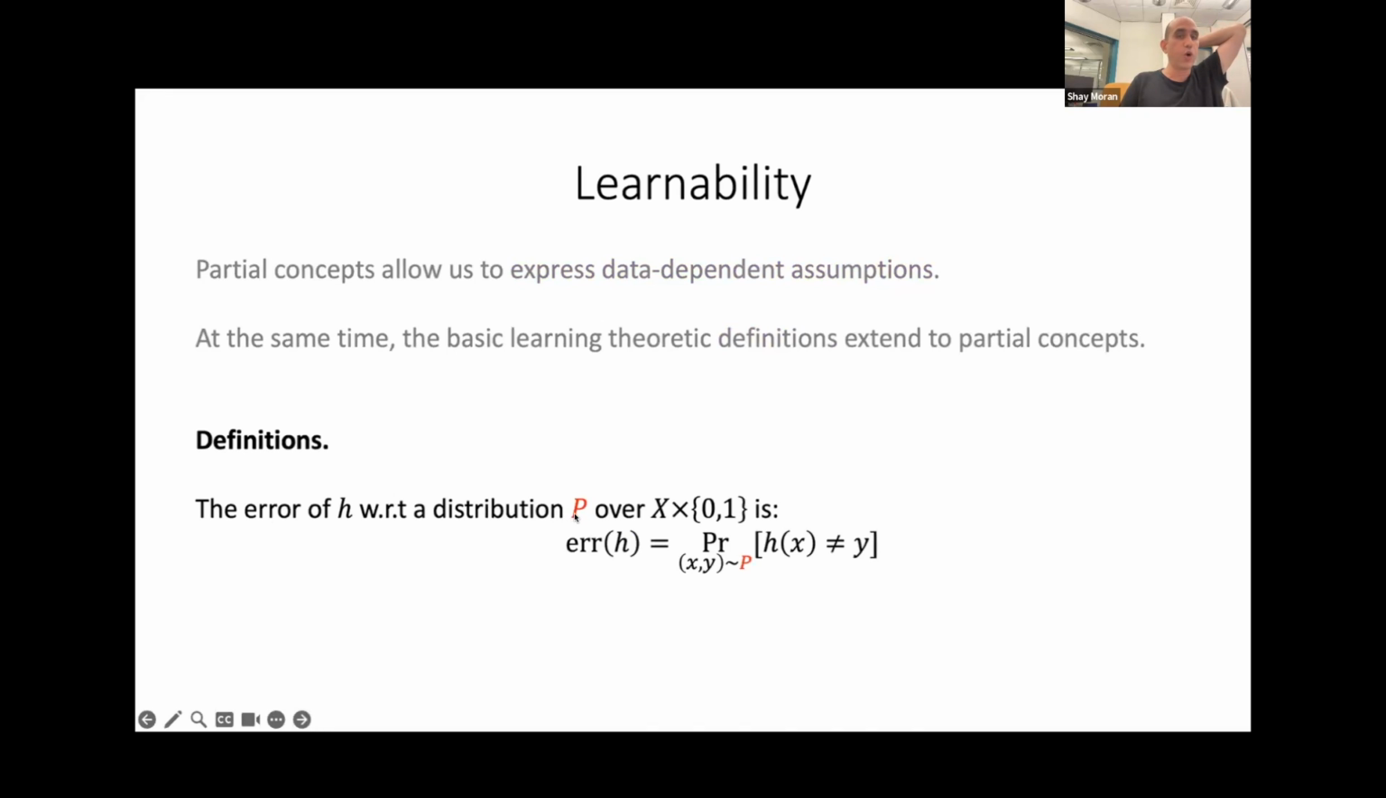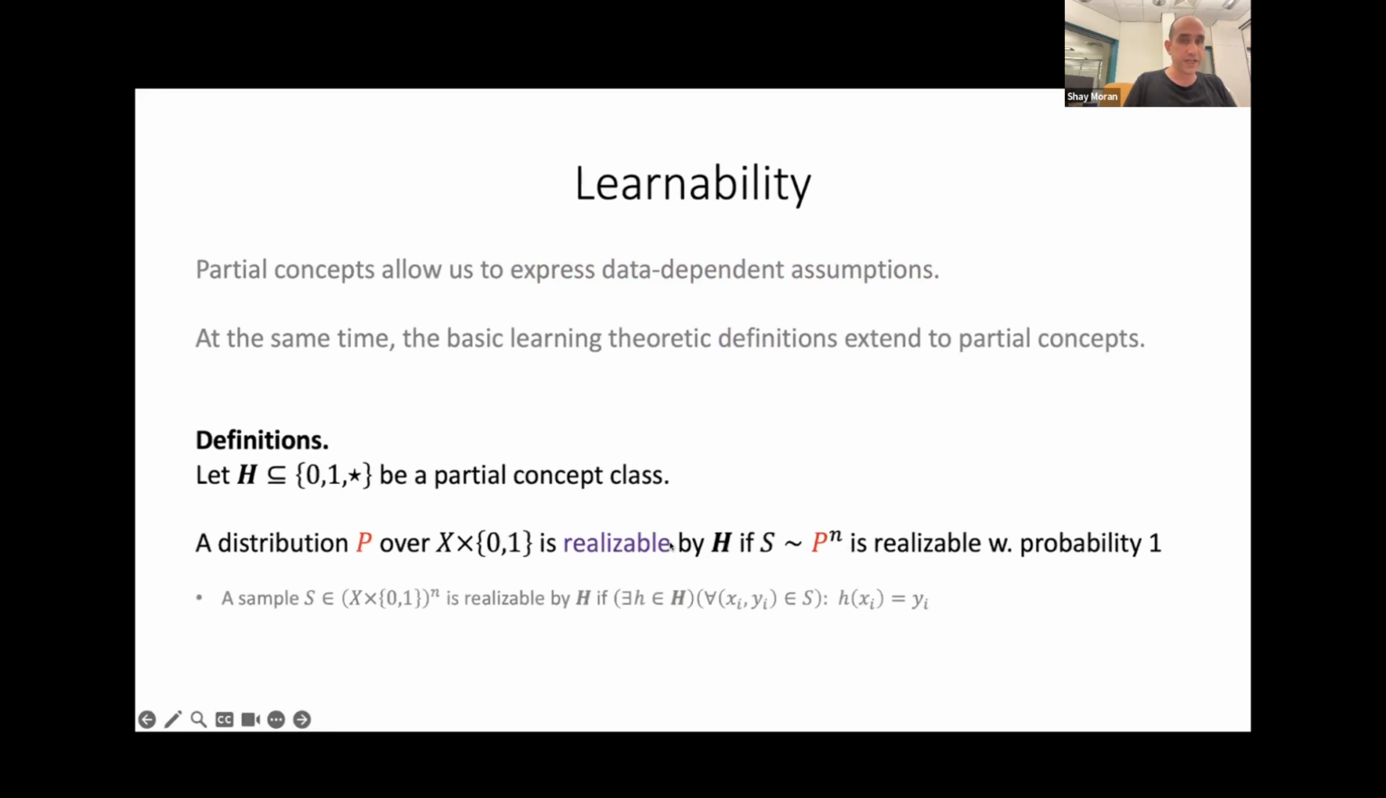So notice that we always assume that our distributions are supported on X cross {0, 1}, so we never get star examples. And yeah, the error is defined in the same way. And this is what I said before. So a distribution P over examples is realizable if with probability 1, the sample that we get from this distribution, any sample of any size we get from this distribution is realizable, right?